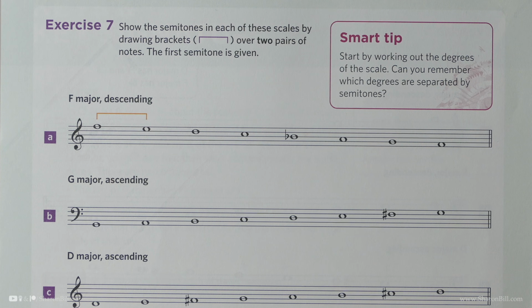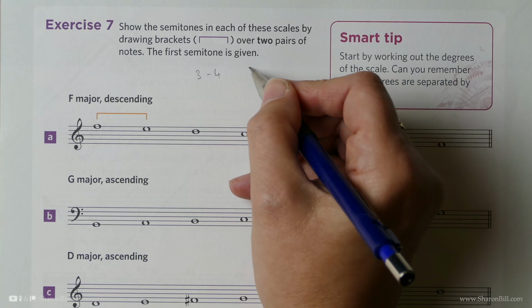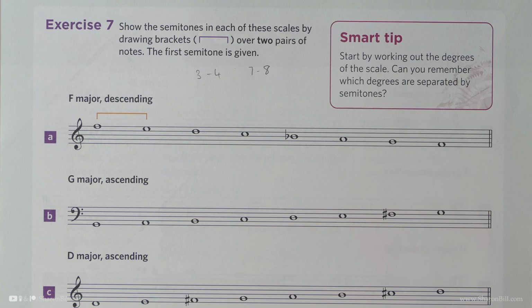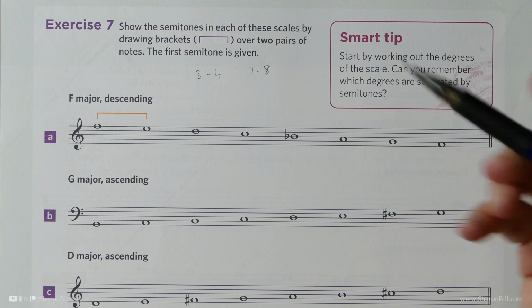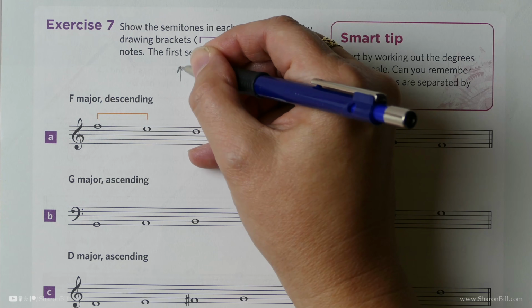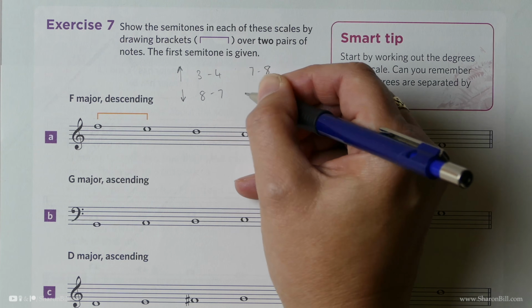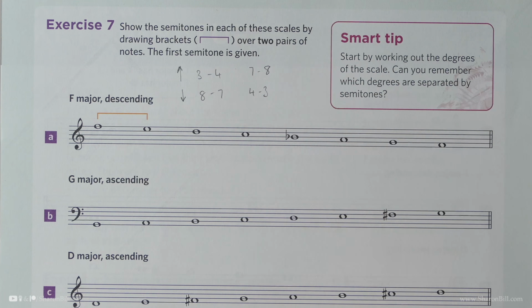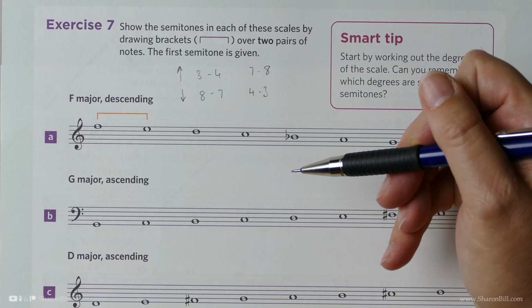There should be 2 pairs of notes per scale, because if you remember from previous sections, we worked out that degrees 3 to 4 and then 7 to 8 would be the semitones once the correct sharps and flats are in place. And that's if the scale is ascending, and if it's descending it will be backwards: 8 to 7, 4 to 3. And so just by remembering that simple pair of numbers, this is easily sorted.